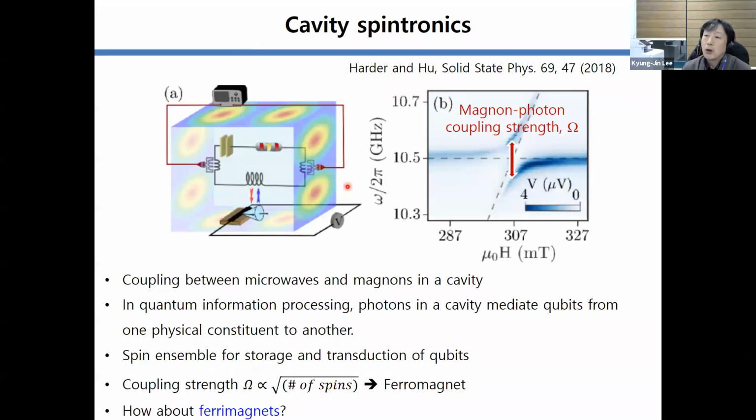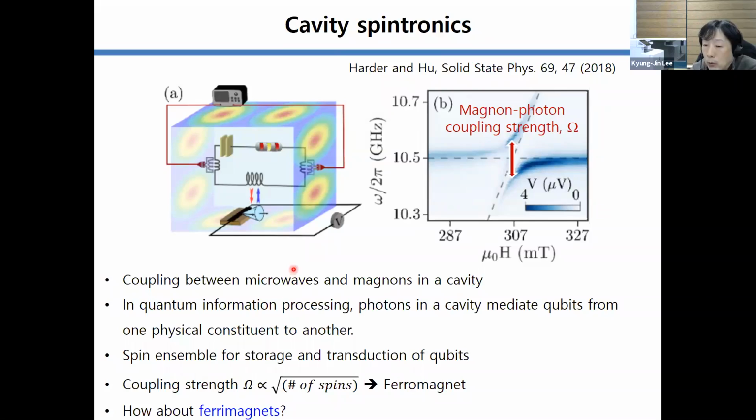So as you may know, there is a field called cavity spintronics. What they want to do is to make a coupling between the microwaves or photons and magnons. They usually use the YIG example in a cavity. One of the reasons for this research field is that in quantum information processing, photons in a cavity mediate qubits from one physical constituent to another.